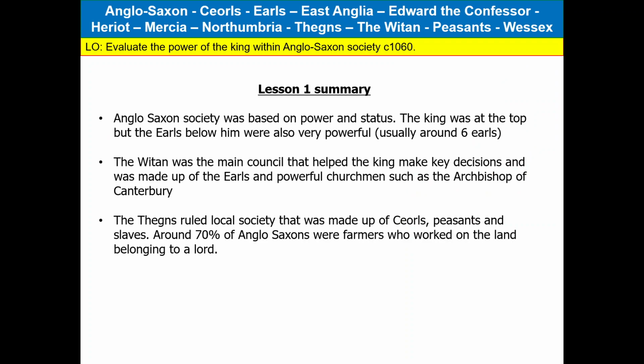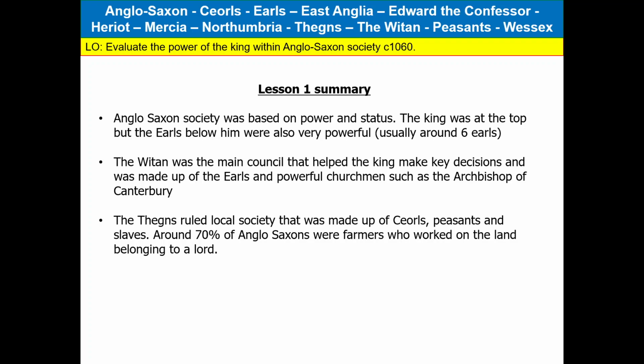Okay, so the last thing for the lesson is to write the lesson summary. So there's obviously a box available for you there. Anglo-Saxon society was based on power and status. The king was at the top. The earls below him were also very powerful, and there were usually around 6 earls. The Witan was the main council that helped the king make key decisions. It's made up of the earls and powerful churchmen such as the Archbishop of Canterbury.